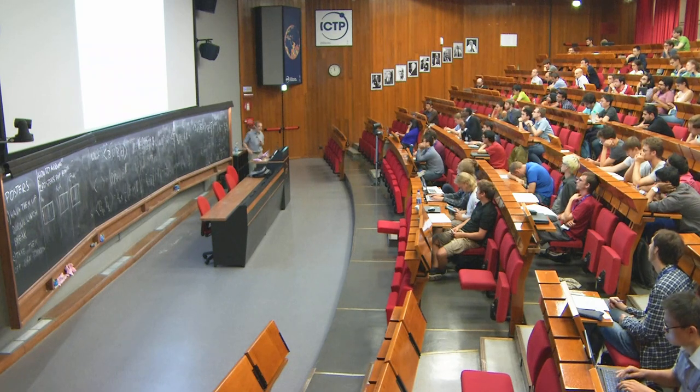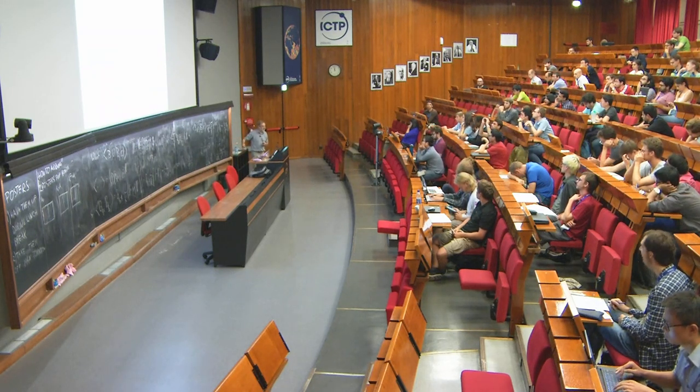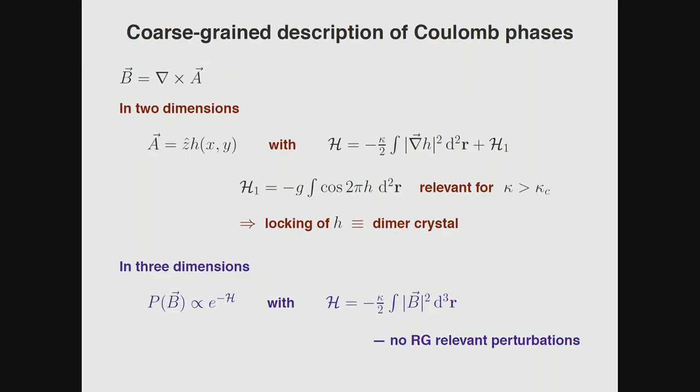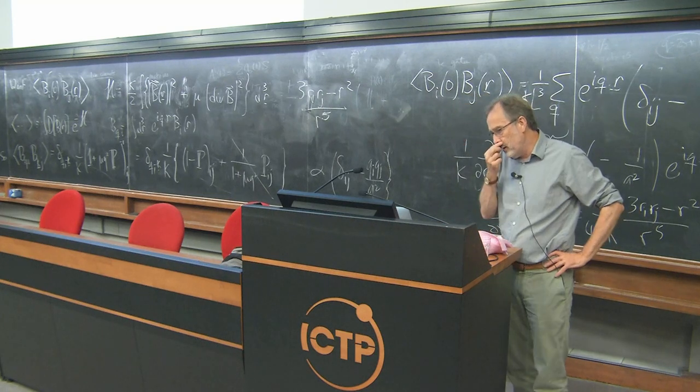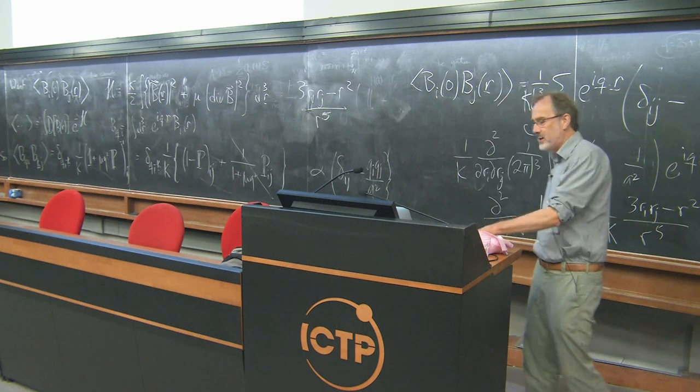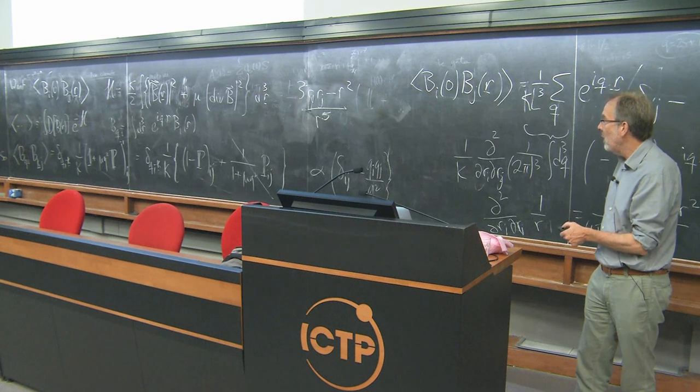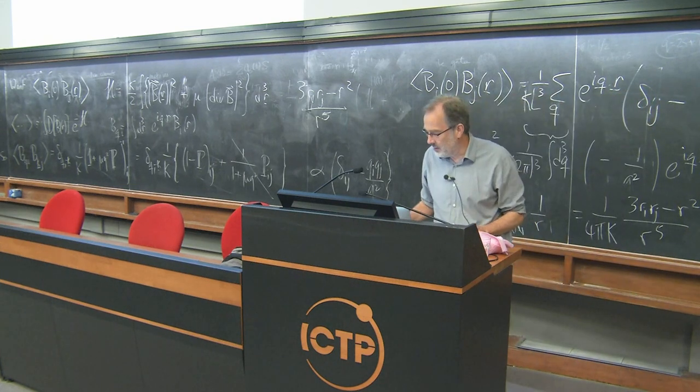Any questions about the calculation? Should I write the final result up higher so that it's easier to see? The result was 3 r_i r_j minus r squared over r to the fifth for the correlator that we had originally. So in other words, we've done a parallel calculation for the three-dimensional system to the one that we had of spin correlations in the two-dimensional system.